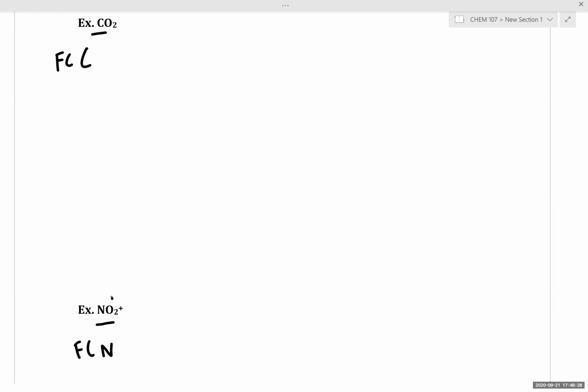So let's keep working on this example. If you have any questions, don't be shy to ask them in the chat or verbally. And don't be shy to share your formal charge assignments for carbon and nitrogen once you've drawn both of these Lewis structures.